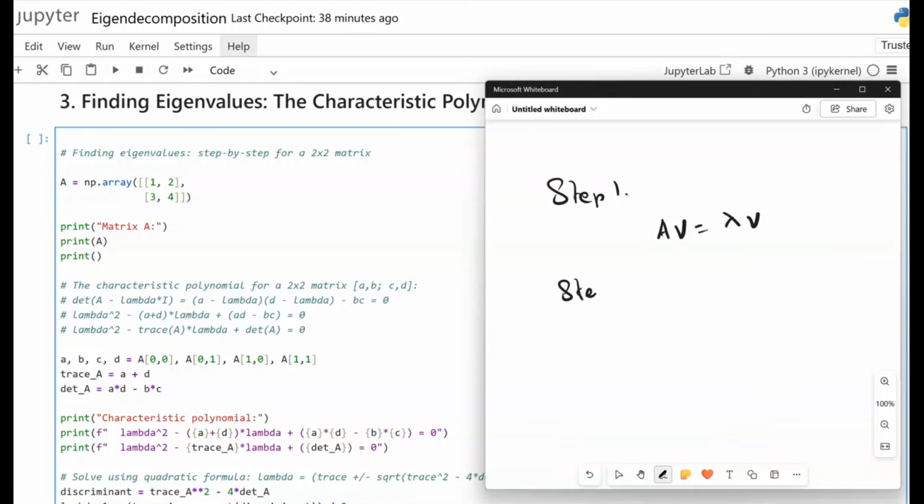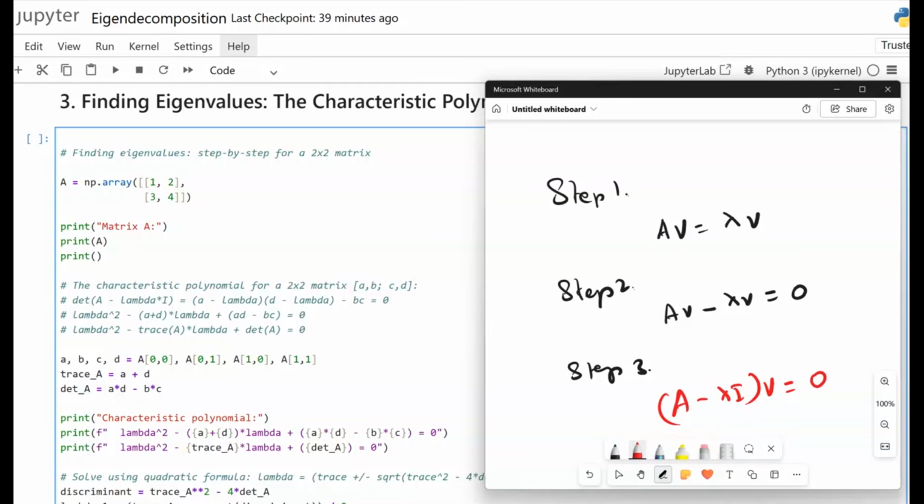Now step 2, move everything to one side. So moving here, Av minus lambda v, which is equal to 0. And here step 3, we are just going to factor out v, which requires converting lambda to lambda I. So it makes us A minus lambda I multiplied by v, which is equal to 0.